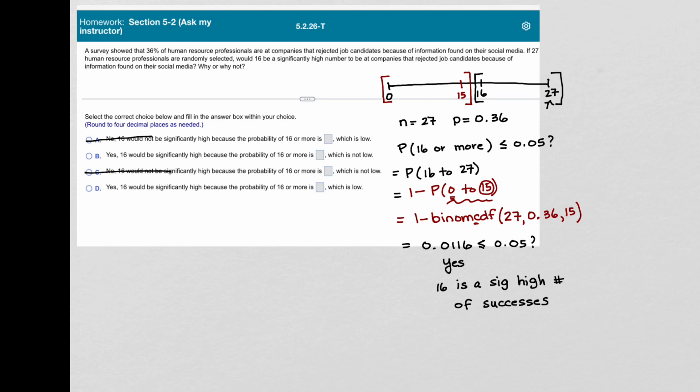B says 16 would be significantly high because the probability of 16 or more is whatever it is, which is 0.0116. So you would fill that in the blank. And then it says, which is not low. Well, it is low. That's a small probability. So B is no good. We want D. We're going to put that 0.0116 in there, which is low. It is low. It's smaller than 0.05. That's how we define low. So D is my correct answer, and that's how you do that problem.